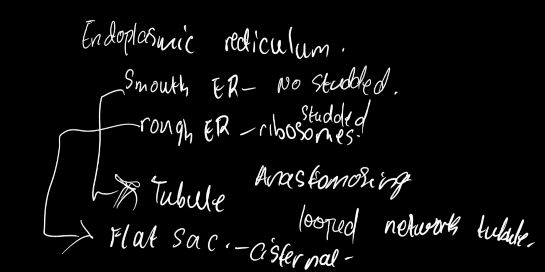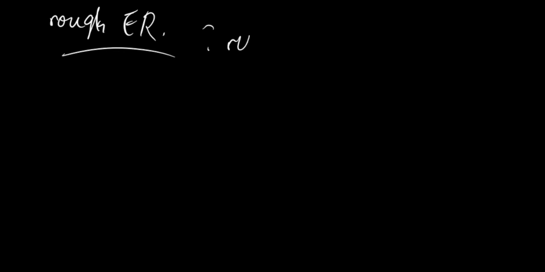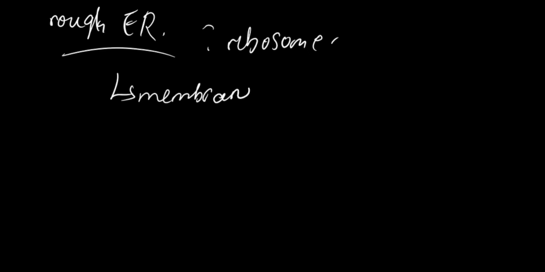Now let's take a look at some of the functions of each of these organelles. Just as an aside, organelle literally means little organs. Now back to the endoplasmic reticulum, particularly the rough endoplasmic reticulum. The rough endoplasmic reticulum, as I stated earlier, is studded by ribosomes. Of course, it's membrane bound, and it has the appearance of a flattened sac.